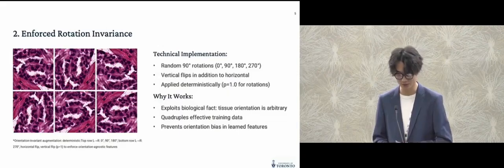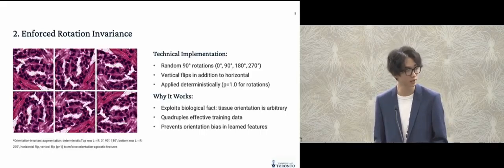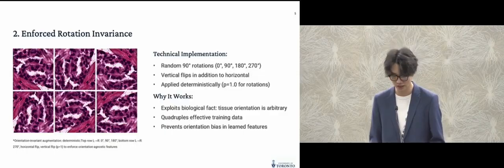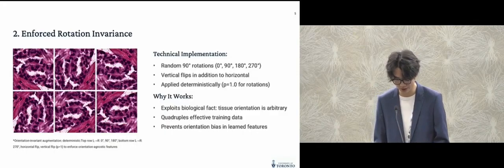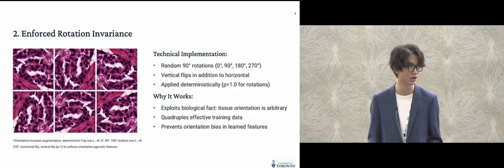Second, we tackled orientation. In pathology, there is no up or down, so we apply a random 90-degree rotation and vertical flips with a probability of 1, which means every image is transformed. This effectively quadruples our training data and prevents the model from learning orientation bias. So the model learns that a tumor is a tumor regardless of how the slide was placed under the scanner.